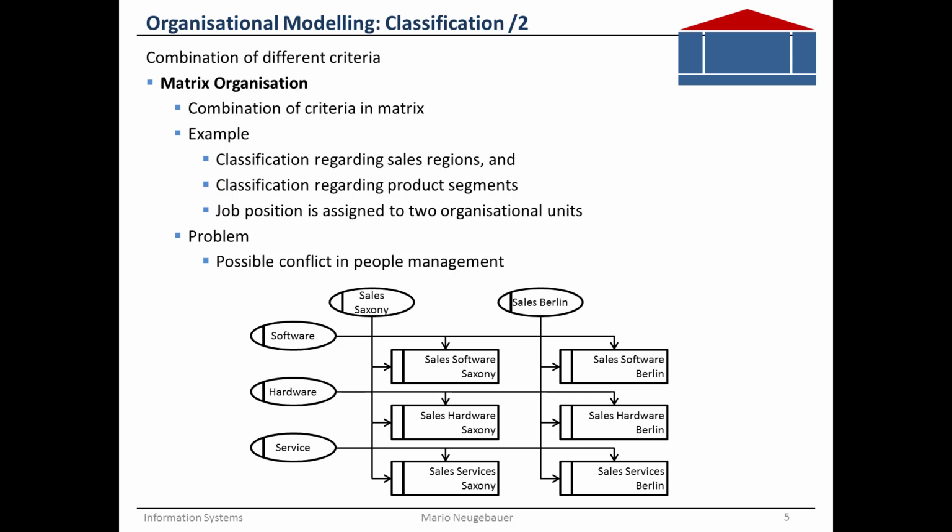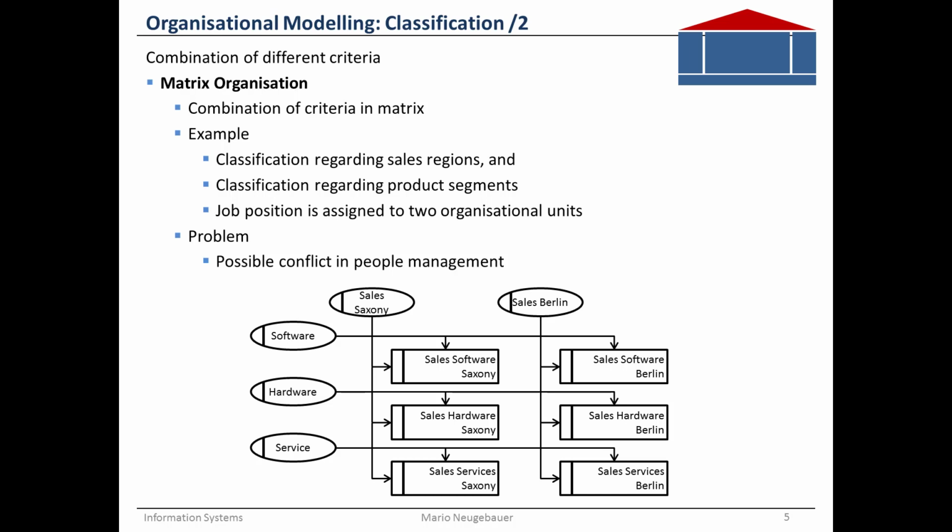Of course, you would choose this kind of organization only if you have so many people that it's worth diverting it in these sales positions. For example, here, sales software in Saxony, sales hardware Saxony, and so on. And it would not make sense if your market is so small, or if you have only a few people in your sales organization, that it doesn't make sense to divide it like that. Only in large organizations it would make sense for this matrix organization.